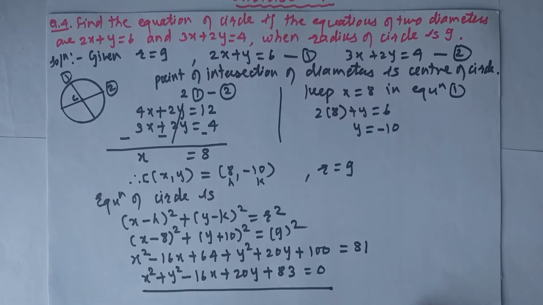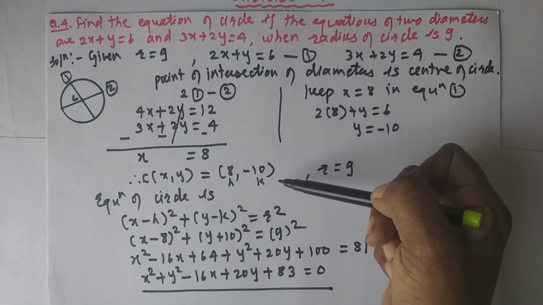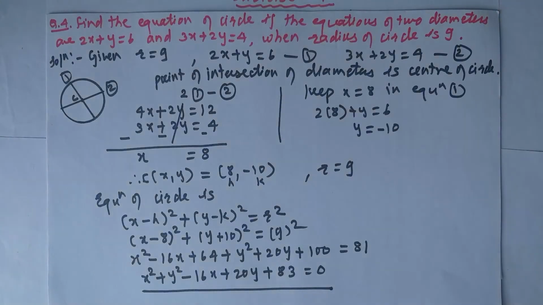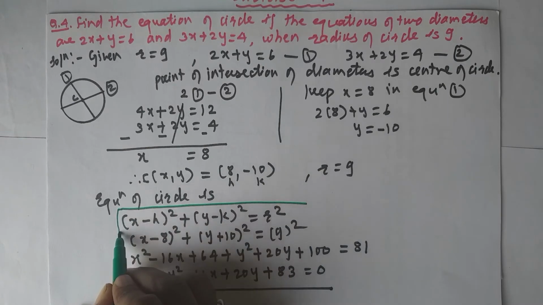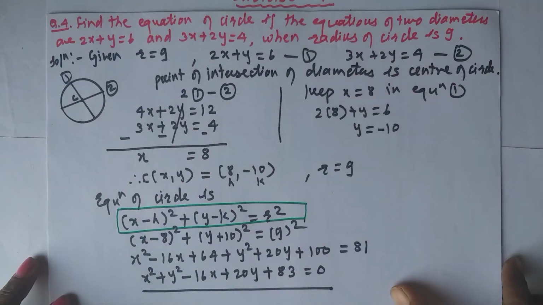Okay students, in this way here the equations of two diameters are given in the problem. We have solved those equations of two diameters because the point of intersection of diameters is nothing but the center of the circle. We have solved these two equations and we have got the center of the circle and the radius is already given, and using the center radius form we have found the equation of the circle. You remember this formula, center radius form? If you remember this formula, then it is very easy to find the equation of a circle. Okay, let's see the next problem.